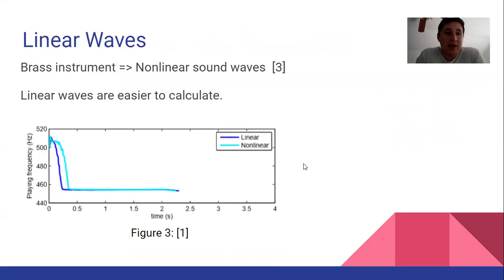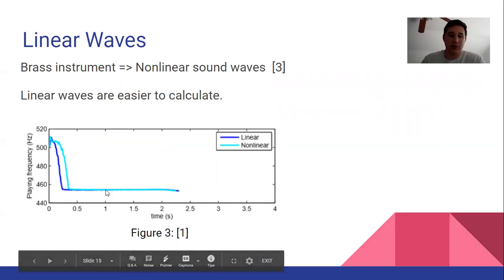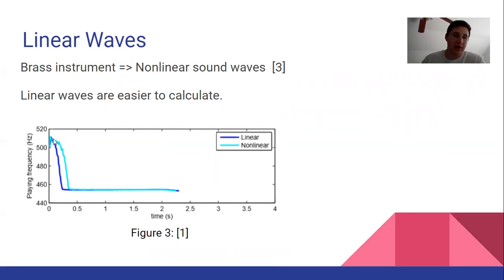All right, so starting with linear waves. Brass instruments don't actually have linear sound waves. They have non-linear sound waves. But linear waves are much, much easier to calculate. And so therefore, to reduce the computational expense when doing this type of work, a lot of people will assume linear waves to make their life a little easier. But as you can see in this graph here, nonlinear and linear waves do deviate from each other quite a bit, especially towards the left of this graph.